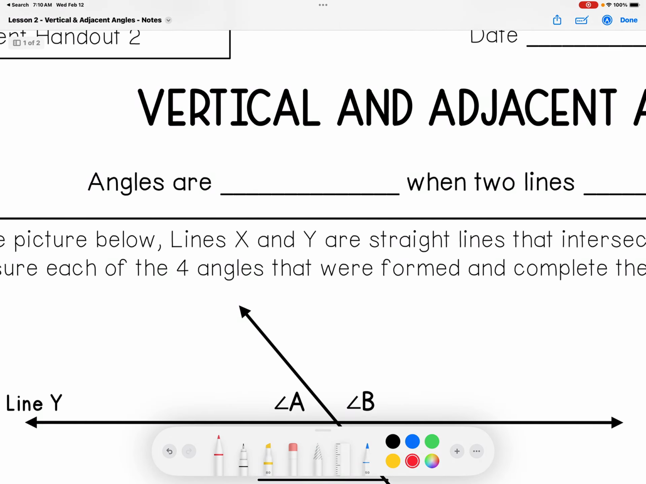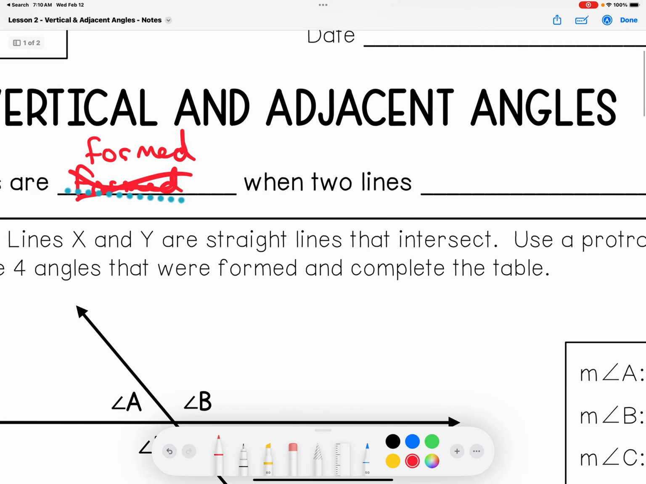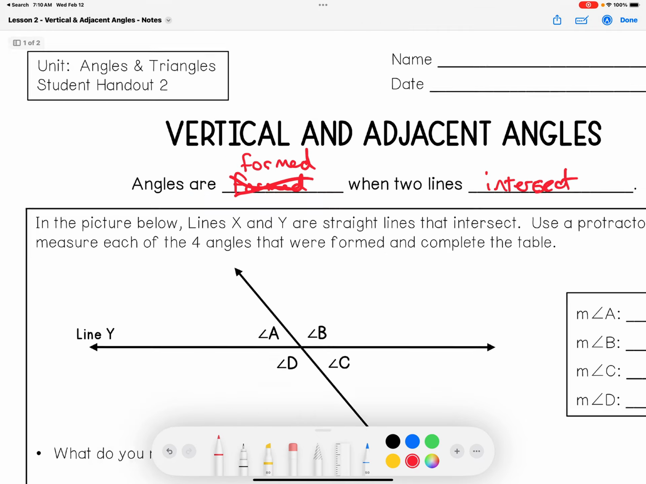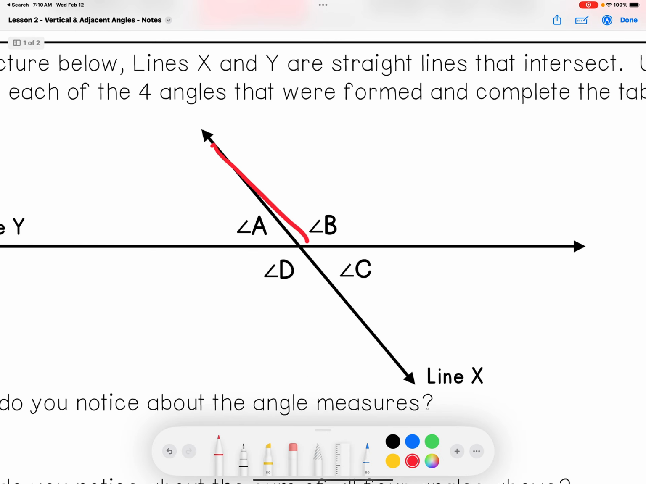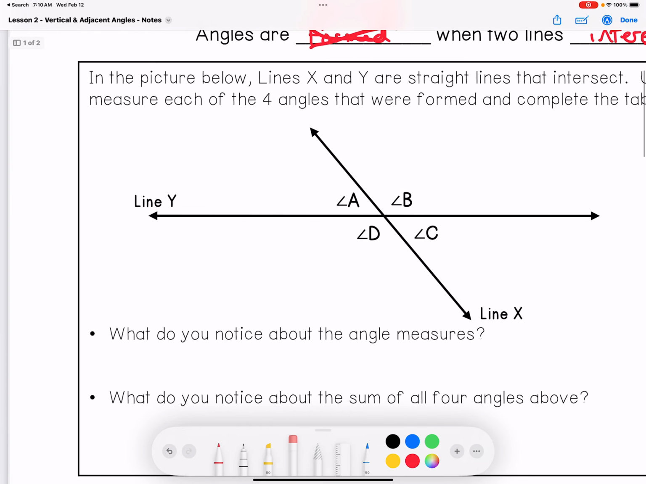Angles are formed when two lines intersect. All right, so when these two lines intersect, there's an angle. That's what that is saying, okay? All right, so right here, there's 4 angles.